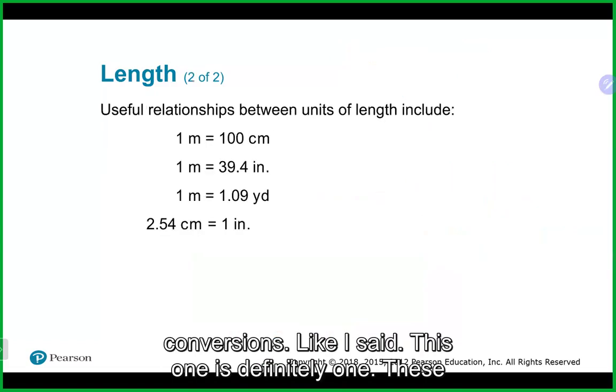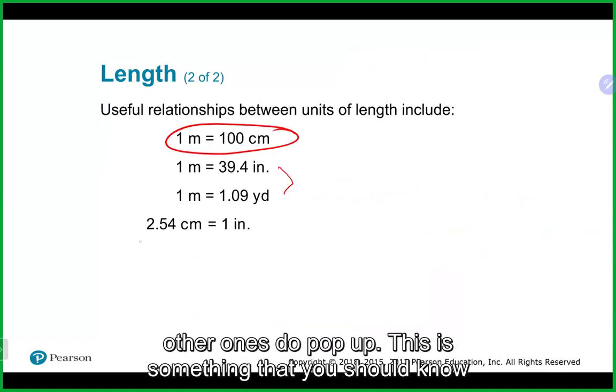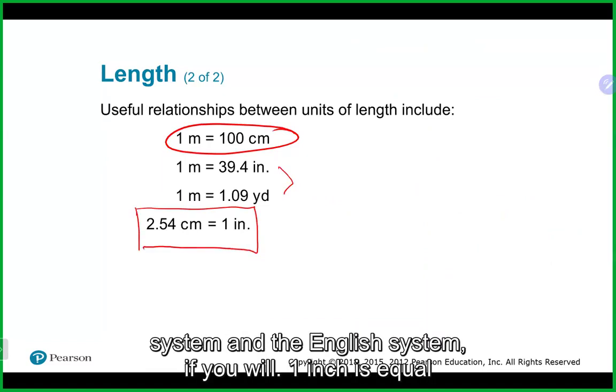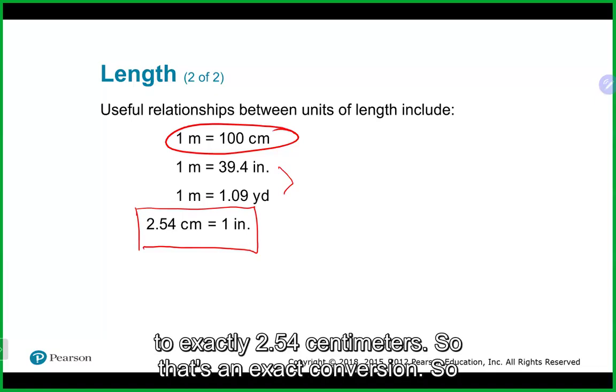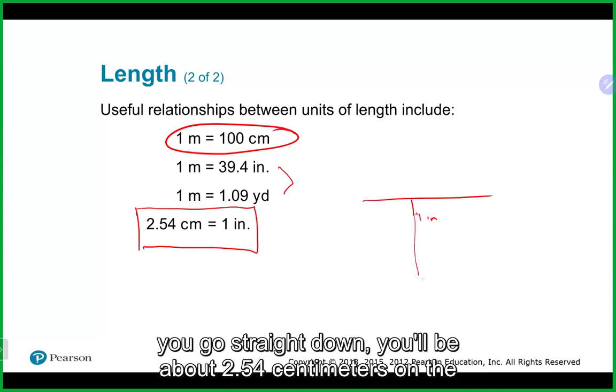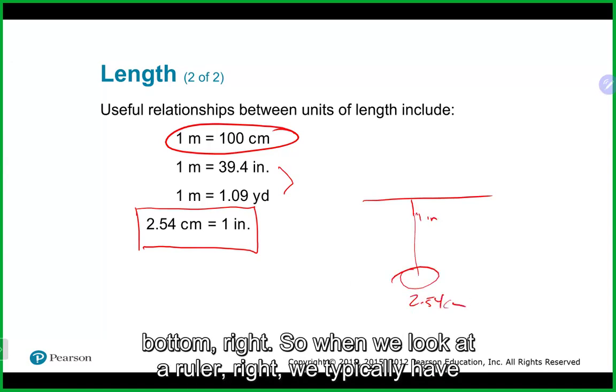Here are some conversions. Like I said, this one is definitely one. These other ones do pop up. This is something that you should know. That is the relationship between the metric system and the English system, if you will. 1 inch is equal to exactly 2.54 centimeters. So that's an exact conversion. So if you look on a ruler where you have the 1 inch marking and you go straight down, you'll be about 2.54 centimeters on the bottom, right?